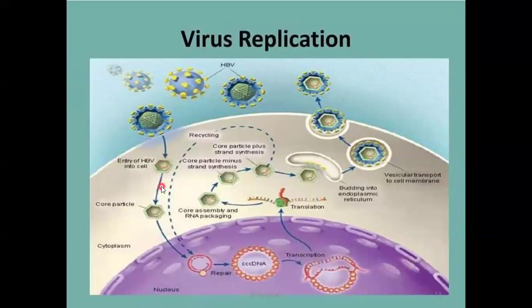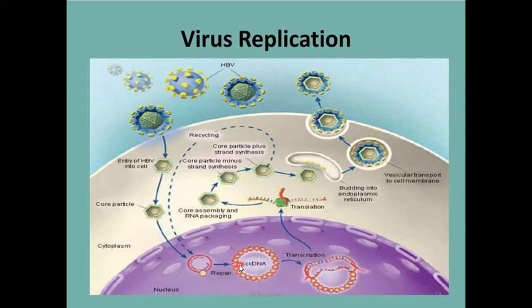will be transported to enter the nucleus. So this is the capsid containing the genetic material, which is the partially double-stranded DNA. It enters the nucleus. This is the uncoating phase. We were done with the attachment and entry phase. Then from here, you can see it's written cccDNA. This cccDNA is called covalently closed circular DNA.